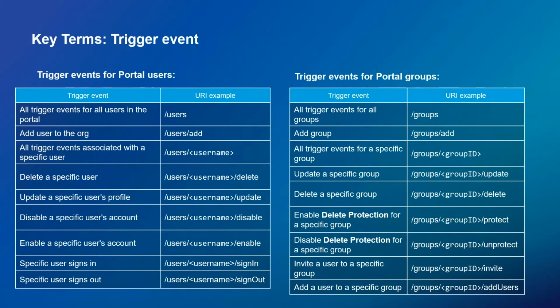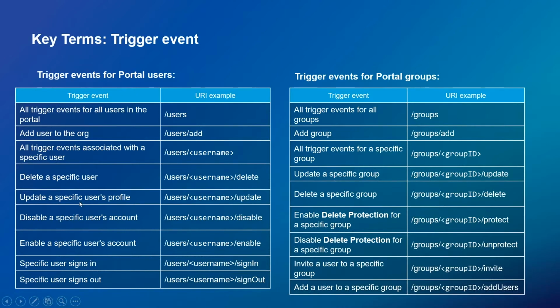And so this follows a very similar pattern. You can listen to events for all of the users in your organization, or you can narrow it down to specific users. One thing to note, you'll see we have this update event for both users, groups, and items. And these are really updates to those, like the item's properties or the group's properties, or the user's profile.